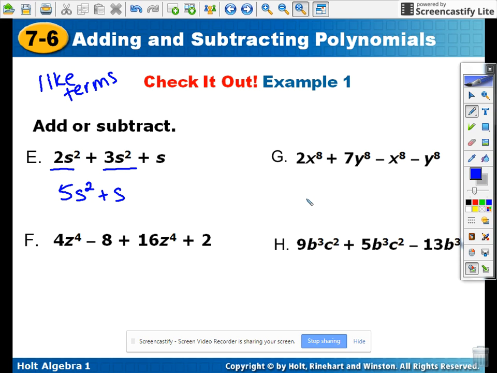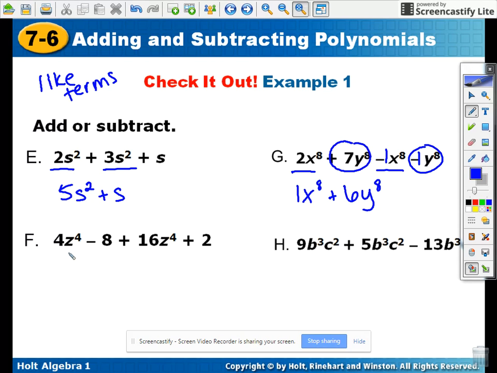Here, looking at G, we have 2x to the 8th and 7y to the 8th. Sorry, I misspoke at first. But we have a negative 1x to the 8th. So 2x to the 8th minus 1x to the 8th is 1x to the 8th, or just x to the 8th. We have a 7y to the 8th minus a 1y to the 8th. So 7 take away 1 is 6y to the 8th. So I've combined like terms.